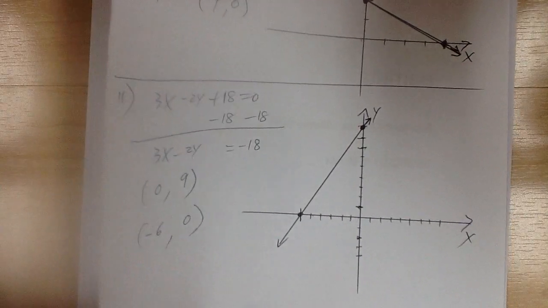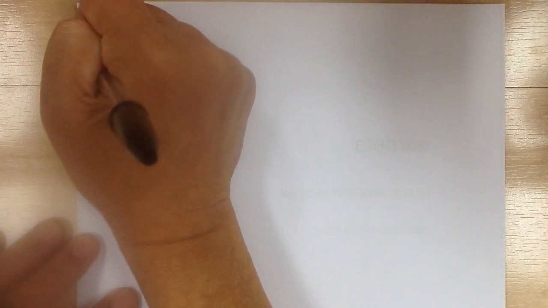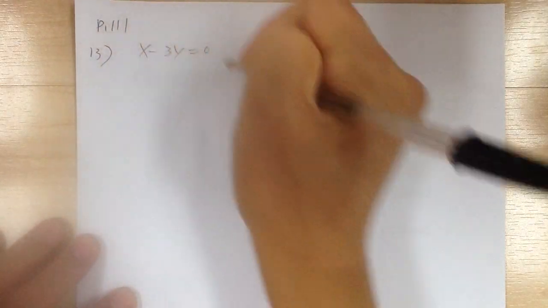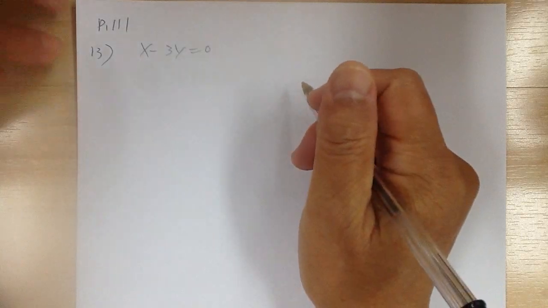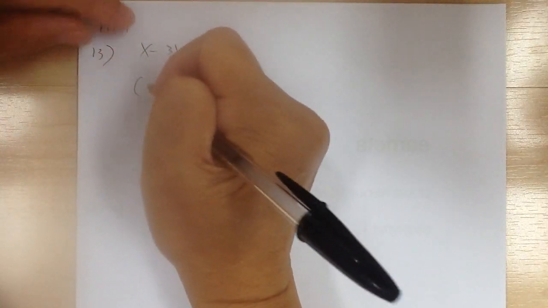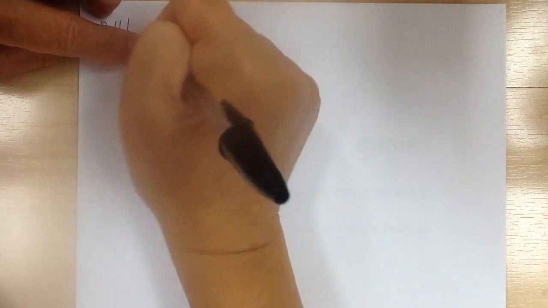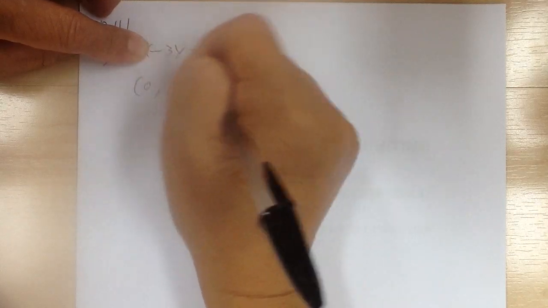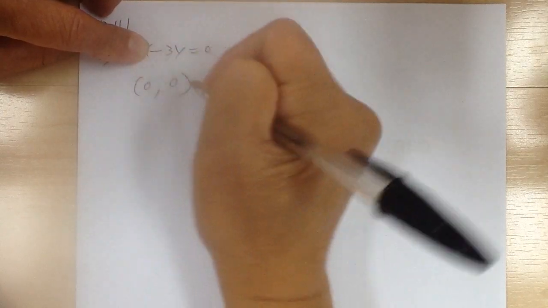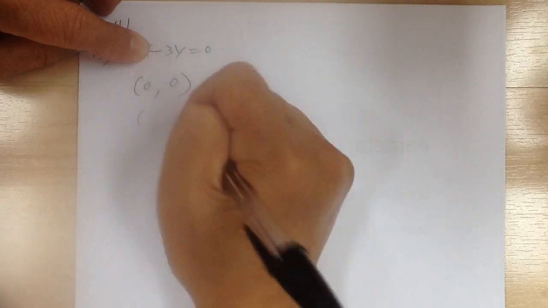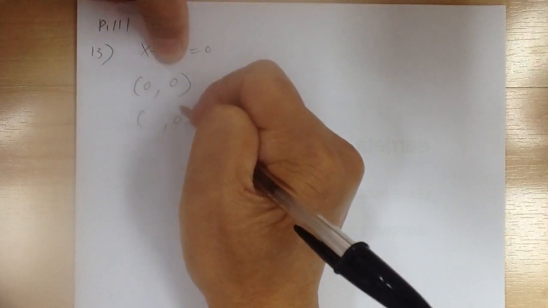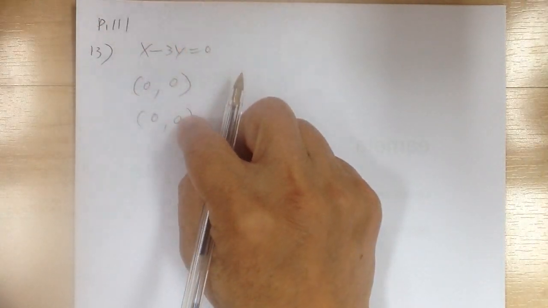Okay, let's go to the next one. You've got x minus 3y equals 0. Again, let's find the intercept points. If x equals 0, then y equals 0, because you divide both sides by negative 3. Now you have a problem, because if you make y equal to 0, then you get x equal to 0. You're only going to get one point.